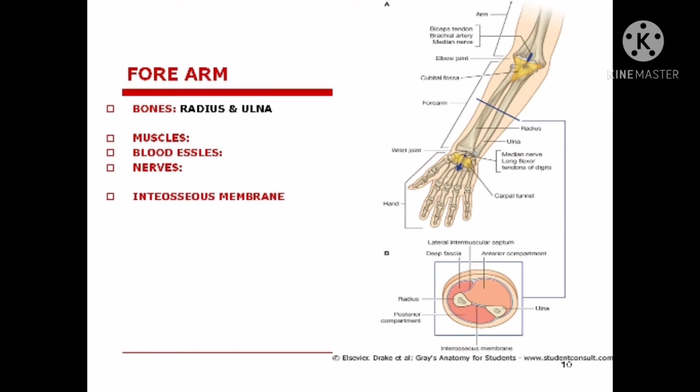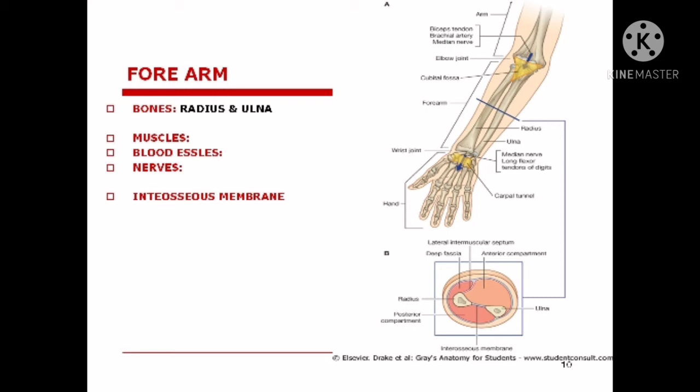The forearm is composed of two bones, the radius and the ulna. Both the radius and ulna are bound with each other by means of an interosseous membrane. The forearm contains the extensors and the flexor muscles. The extensors are present on the back or the dorsum of the forearm, and the flexors are present on the palmar or anterior aspect of the forearm.